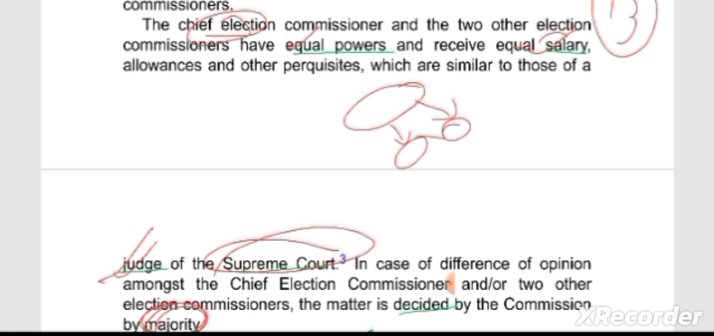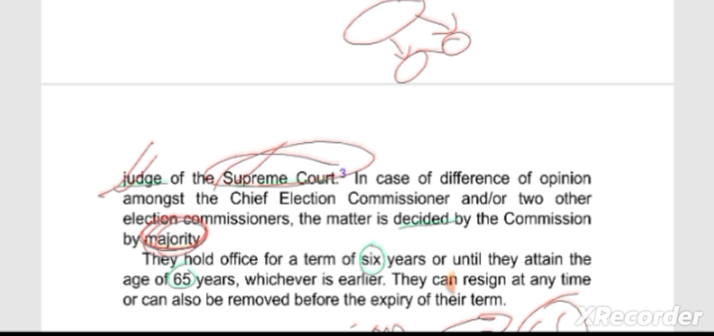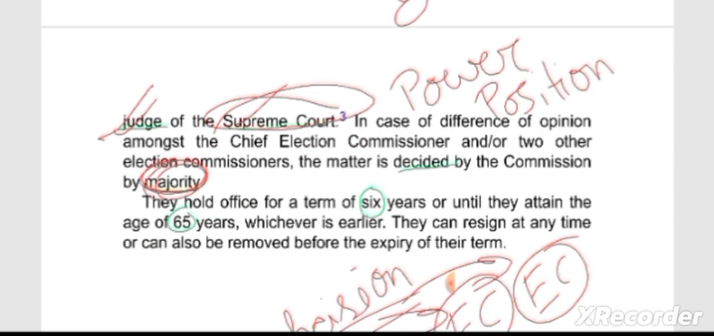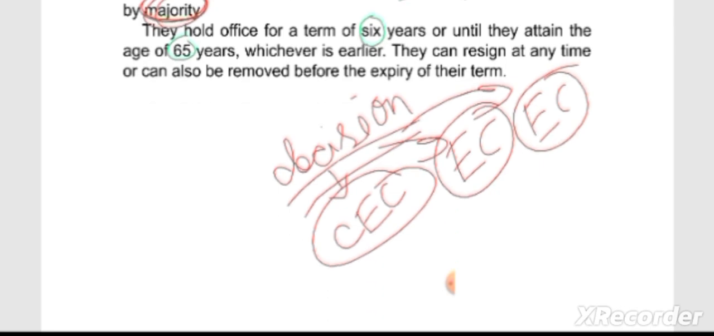But the main thing here is the salary and equal powers for the election commissioners, obviously, and these salaries and allowances are similar to those of a judge of the Supreme Court. That's a very important power. So you can see how the power and the position are very important to these people, right?